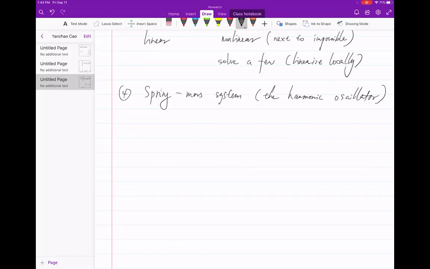Okay. It's a classic. You got some smooth surface. You got a spring attached to the wall. You got a mass here. And this we assign to be 0 at the relaxation point. There, you don't have any force.